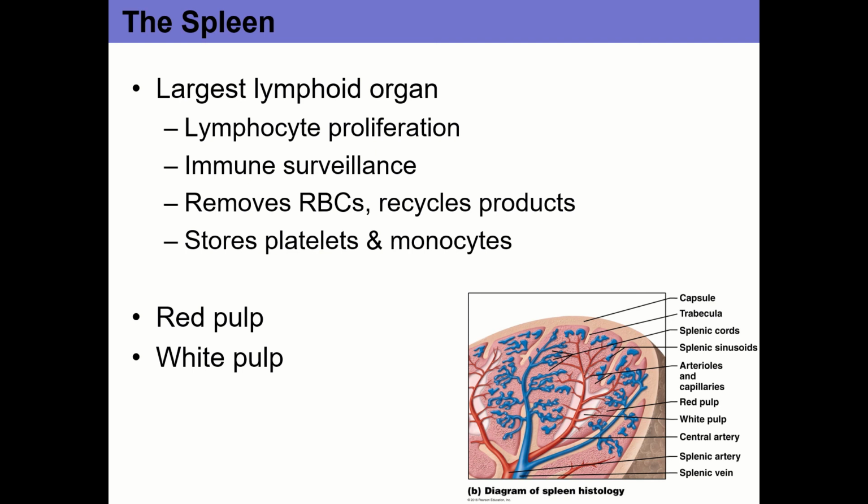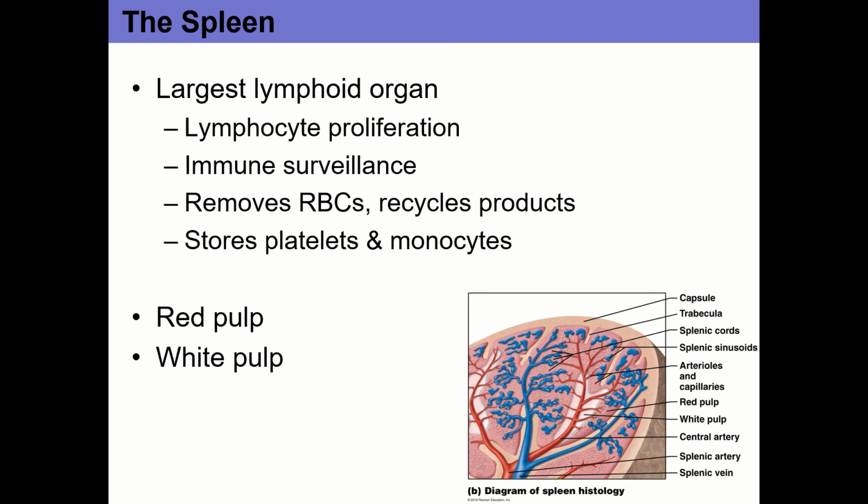In terms of it being the largest lymphoid organ, you can see that our lymphocytes, our T cells and B cells, make copies of themselves there. Again, that's what cell proliferation means. It means they make copies of themselves. So you've got active copying of the T cells and the B cells. Immune surveillance, we're looking out for any invading pathogens.